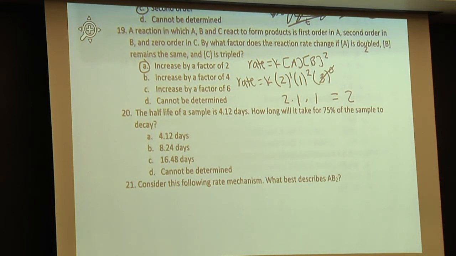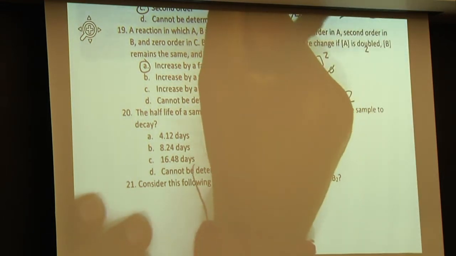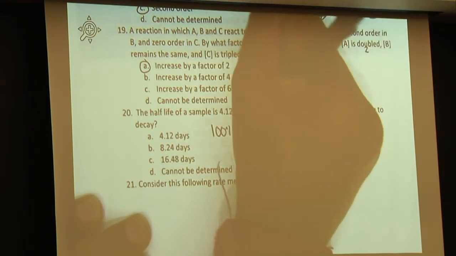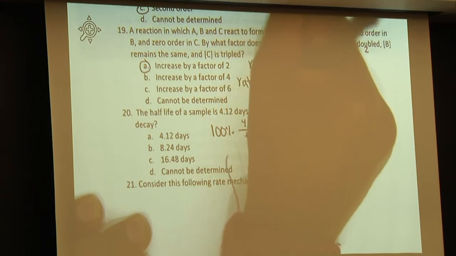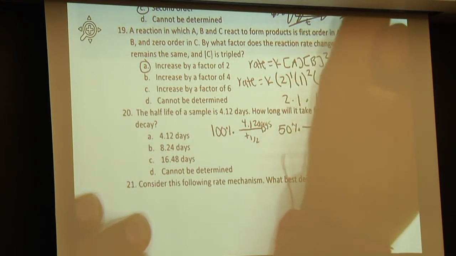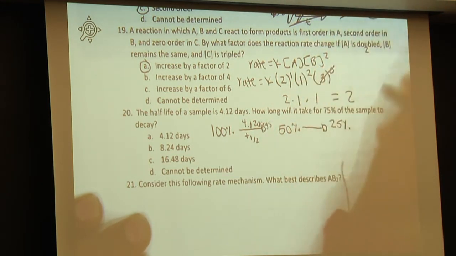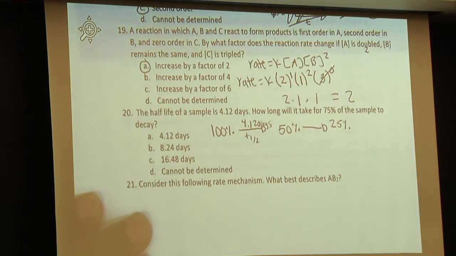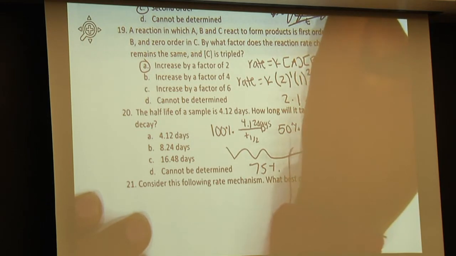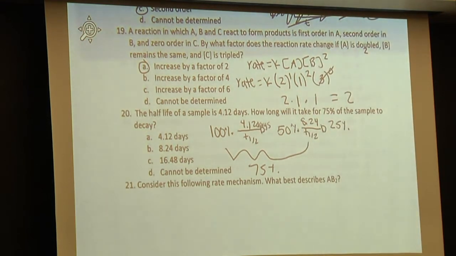C? D? Okay, so we want to know how long will it take for 75% of the sample to decay. We always start off with 100%, right? So after 1 half-life, or 4.12 days, you now have 50% of the sample left. After another half-life, you're down to 25% of the sample, right? But how much of the sample has decayed? 75. So a second half-life would be 8.24 days, so the answer should be B.